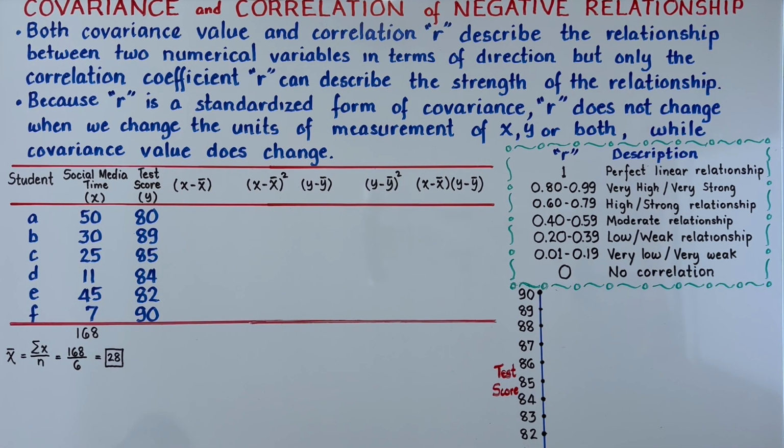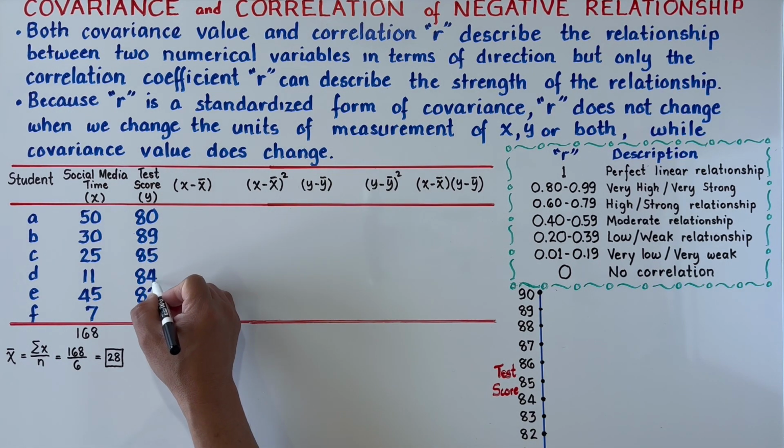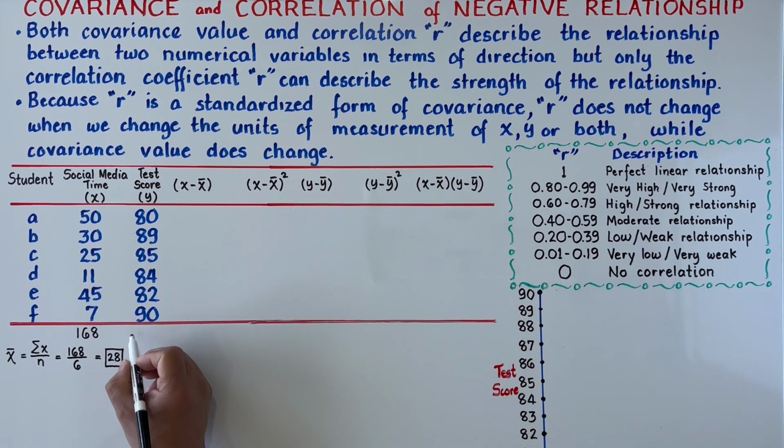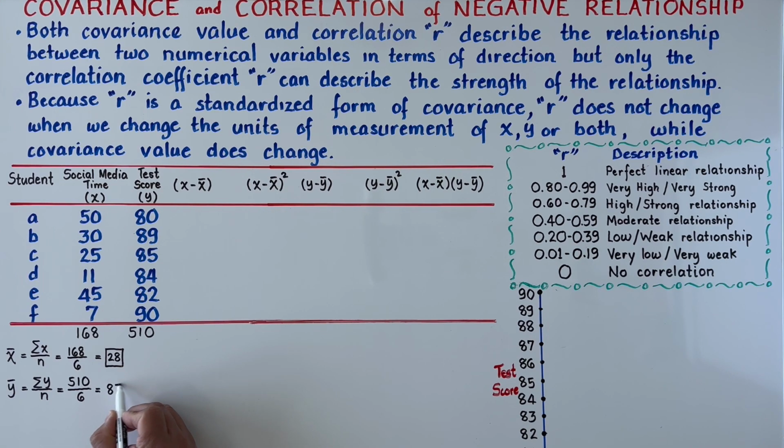And to get the average test score, we need to add also these numbers: 80, 89, 85, 84, 82, 90. And the sum of this is equal to 510. So to compute for the mean, that's y bar is equal to the sum of all these numbers in the y variable divided by n. So the sum is 510, which is this one, divided by how many of them, and that is 6. So 510 divided by 6, the quotient is 85. So we have here 85.